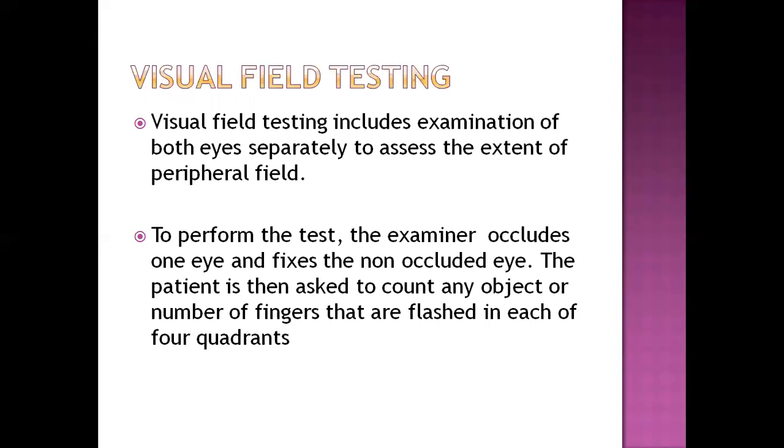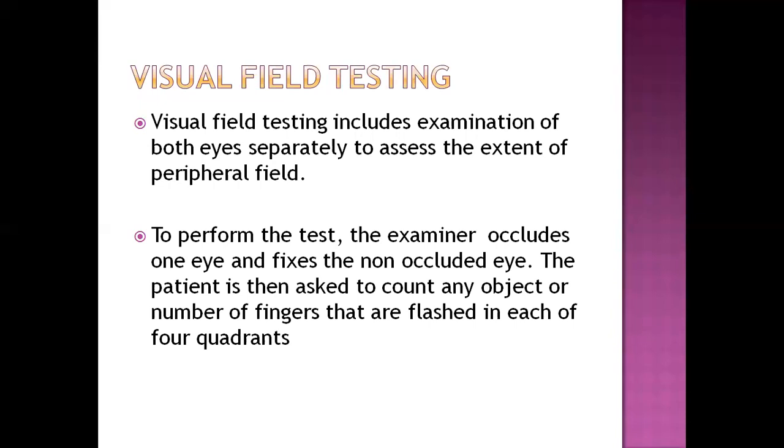Next test is visual field testing. Field of our vision. Extent of field of our vision. So visual field testing is examination of both eyes separately to assess the extent of peripheral field, to determine up to what distance patient can see clearly and correctly.